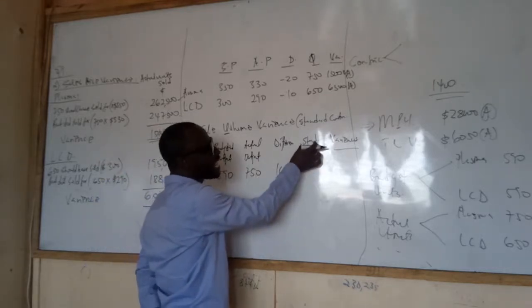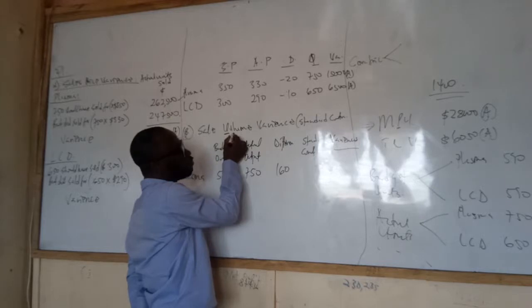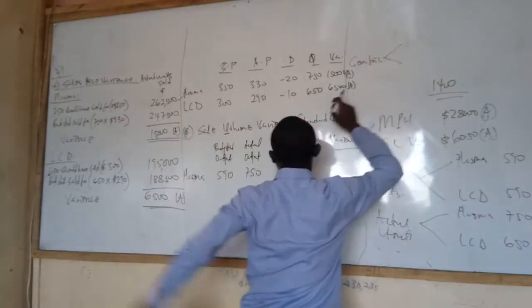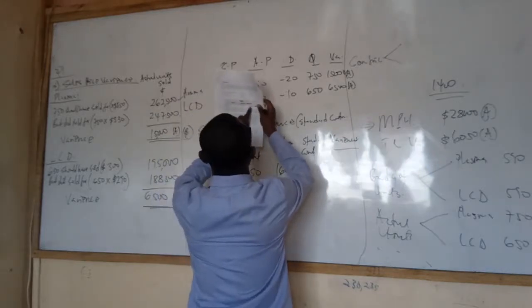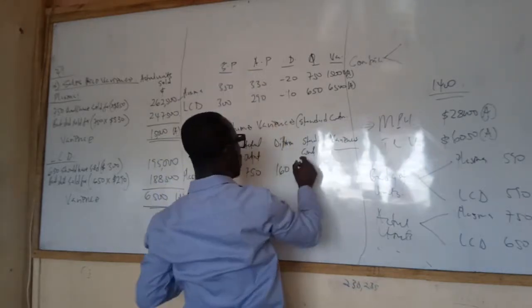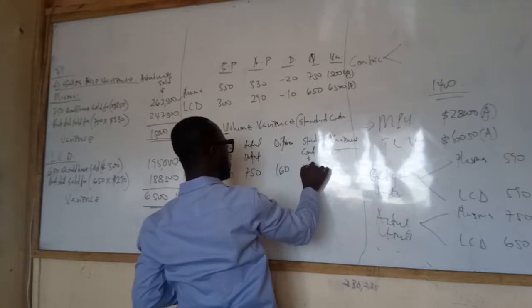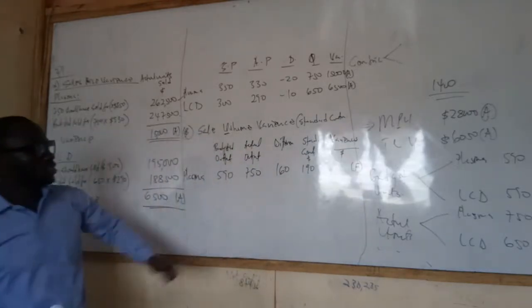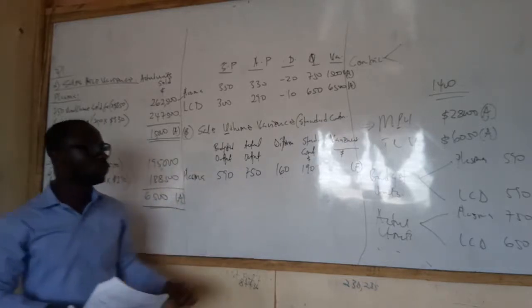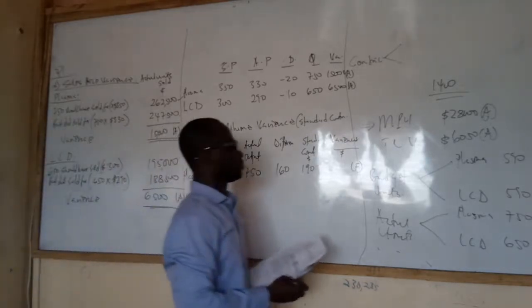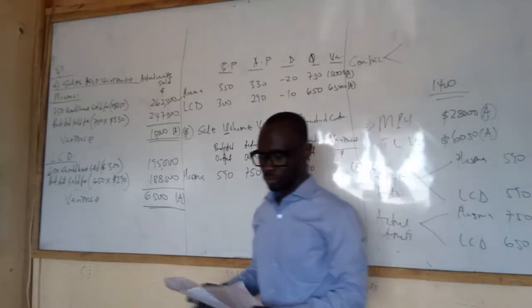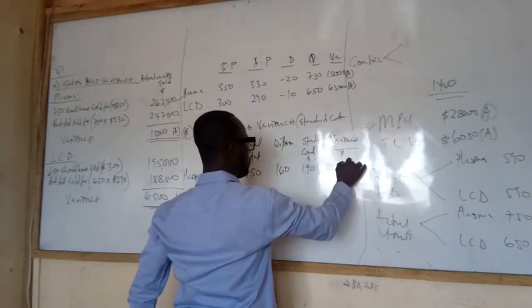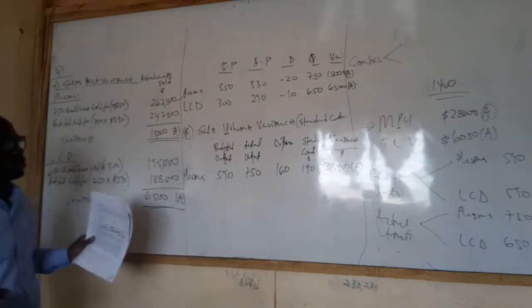Then I said the standard contribution. Because you are dealing with volume variance, you have to use the standard contribution. Now the standard contribution was given in the question. For plasma it is $190. Can you see that? So now 160 times 190, what do I get? 30,400. Boom. There you go.